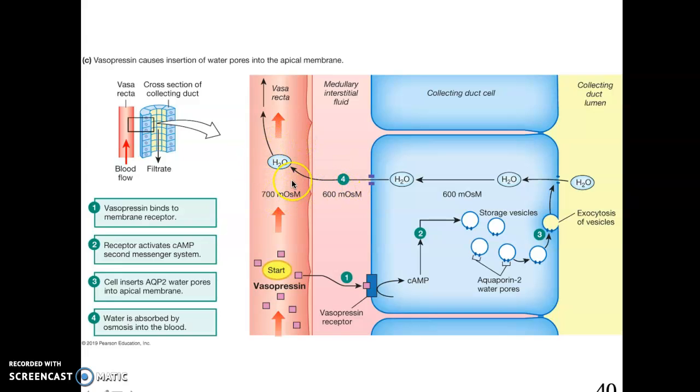Because think of the blood as a stickier, viscous, full of solute substance, and this is watery. So this water is going to go towards the higher solute. So it's absorbed by osmosis into the blood, and I've just rescued that water that I didn't want to lose. And all that because of the hormone vasopressin that was released.